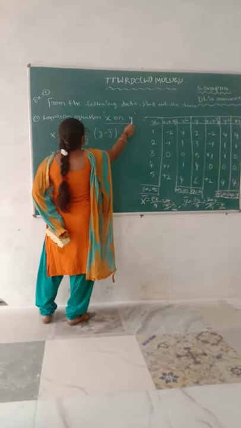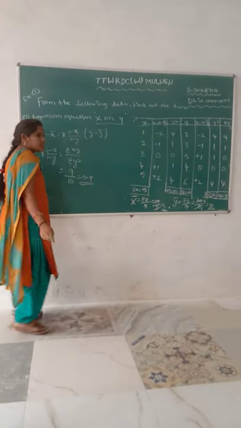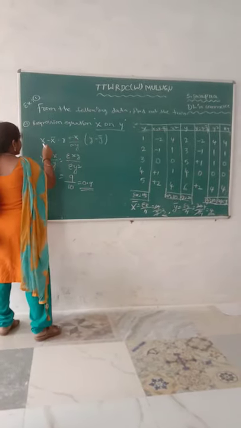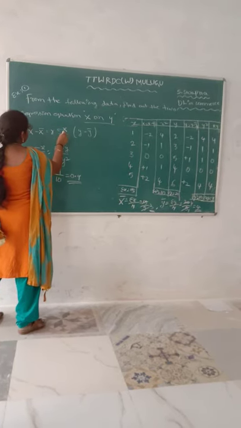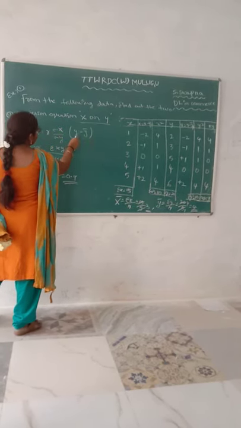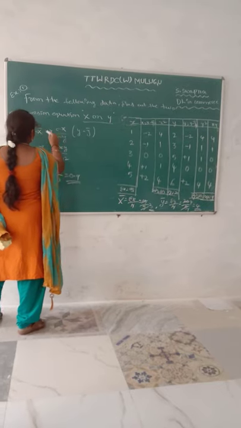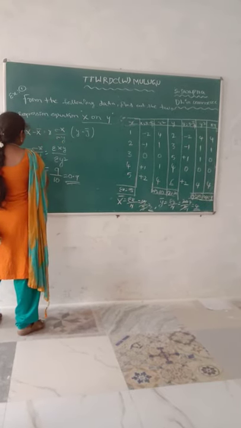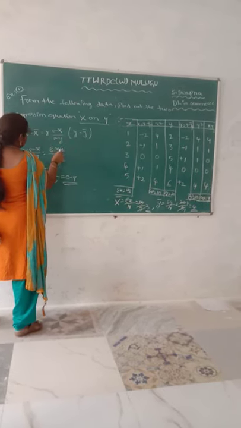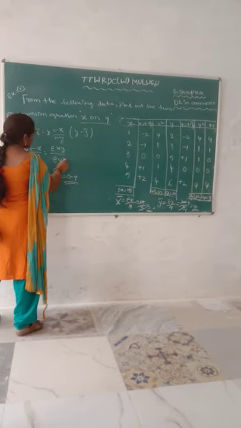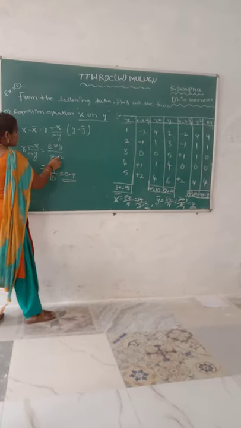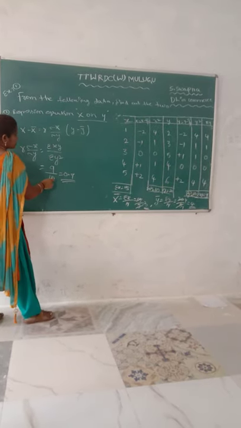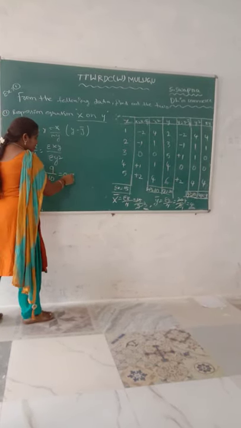On y. First one, regression equation x on y. X on y means x minus x bar is equal to r into sigma x divided by sigma y into y minus y bar. Okay. Coefficient of regression is equal to summation xy divided by summation y square. Summation xy is 9 divided by summation y square, 10, is equal to 0.9.